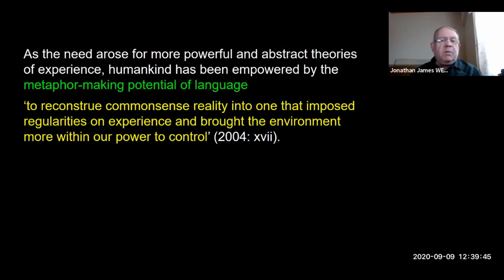Now, how did this all come about? Why did it come about? As the need arose for more powerful abstract theories of experience, how you construe the world. When science came along, there needed to be new ways to see the world. And in order to accommodate these developments in our knowledge and in the way that we talked about the world, we've been empowered by the metaphor-making potential of language.